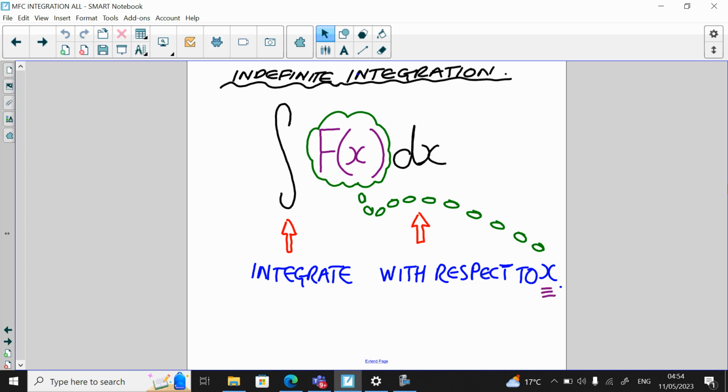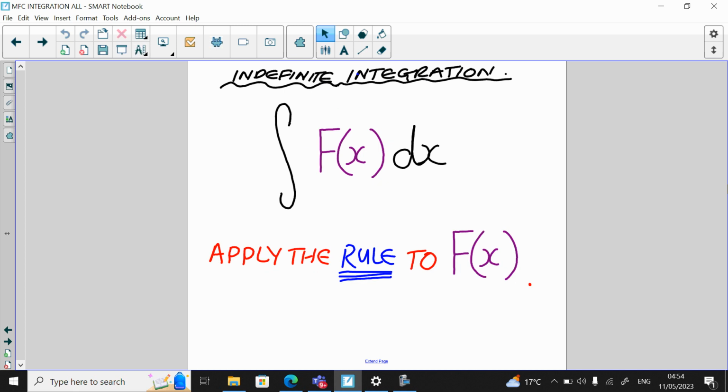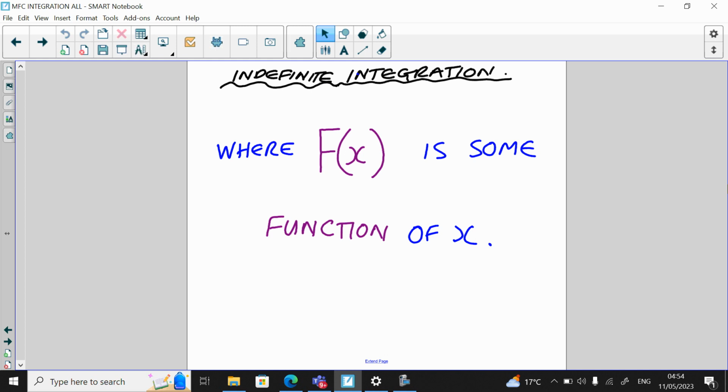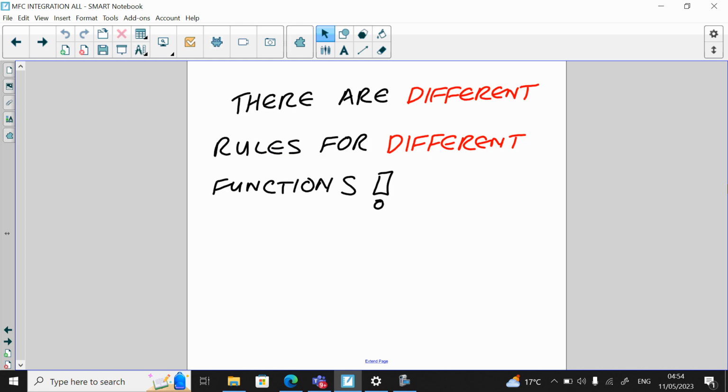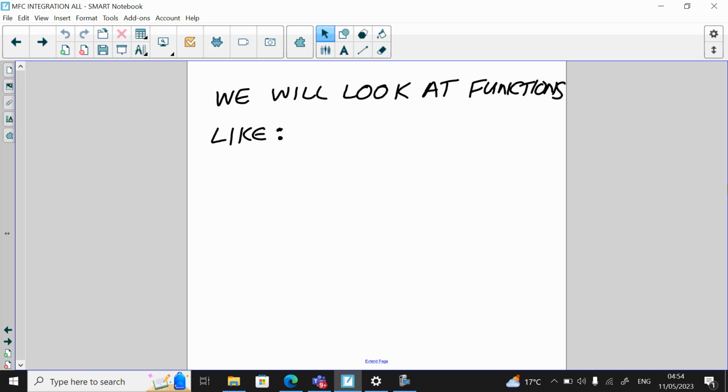You're going to have a list of them, and as with differentiation, we just apply the rule to it. I'm just going to give you a set of rules and go through them one at a time. Like it's saying, f of x is some function of x. f of x is just the same as y, if we're comparing y with x. There are different rules for different functions. Somebody's made these up for you. Somebody's done the hard work.